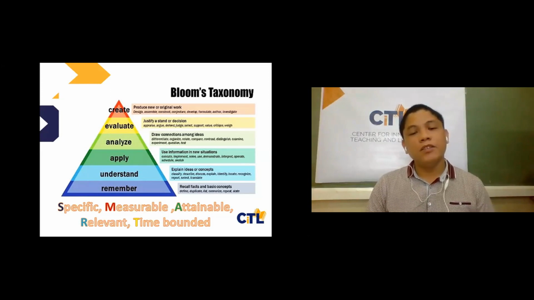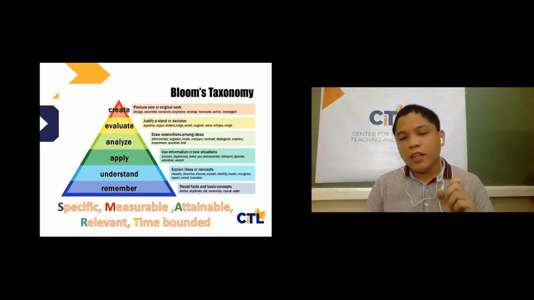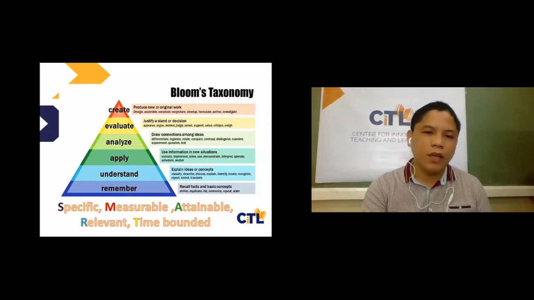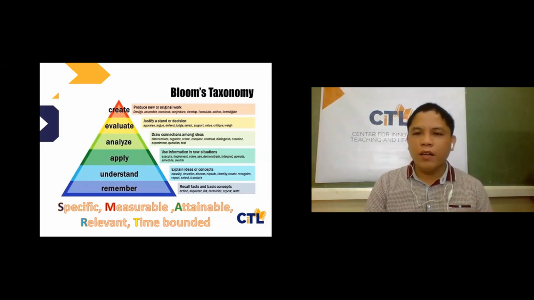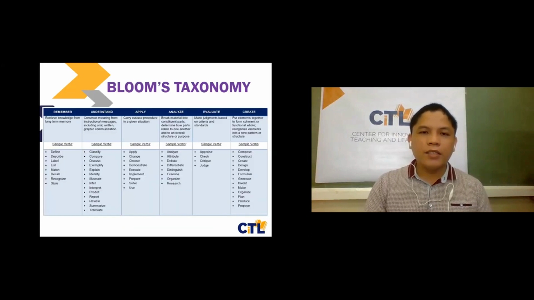It should be SMART: specific, measurable, attainable, relevant, and time-bounded. So it's clear to the student. That's why we should follow Bloom's taxonomy, from the lower level of thinking, remembering, then understanding, application, analysis, evaluation, and the highest one is create. To guide us, we have this table of some Bloom's taxonomy verbs that we can use as we craft our course outcomes.